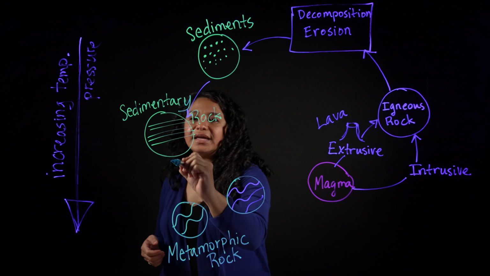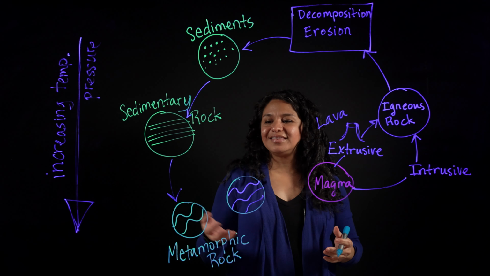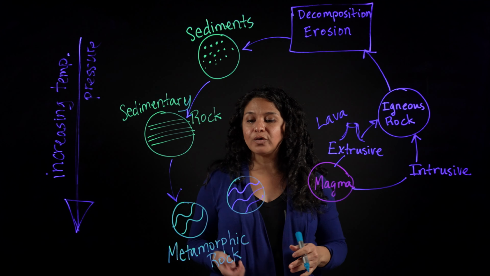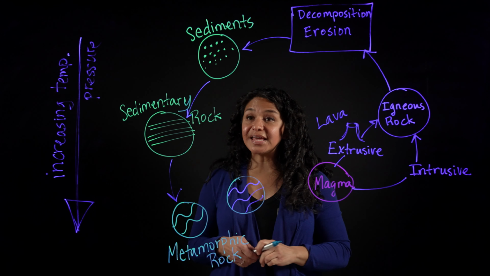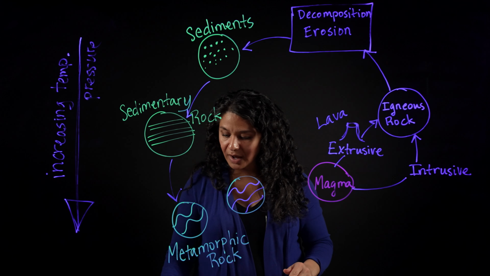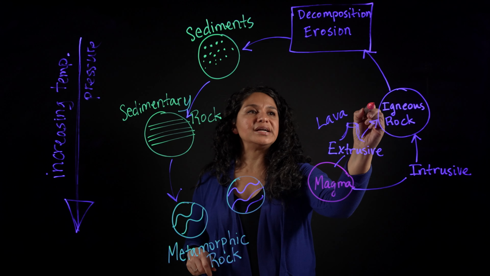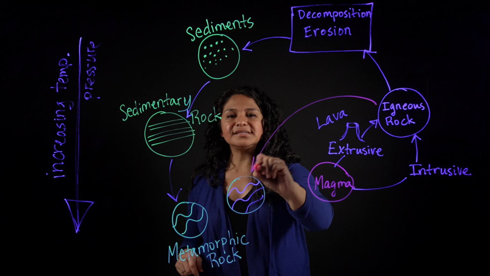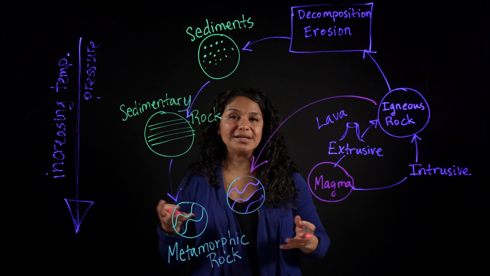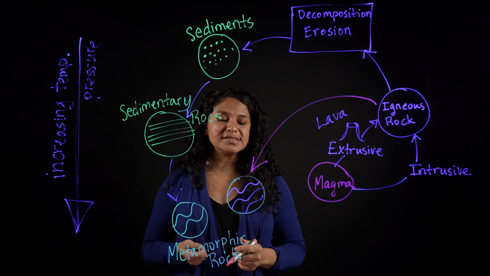And from there, it gets heated and pressed and twisted and stressed. And then it can change its chemical and physical composition, which forms metamorphic rock. Now, sedimentary rock can change into metamorphic rock, but also igneous rock can also experience subsidence and change into metamorphic rock. Metamorphic means just changing into another thing or changing shape. So that's what metamorphic rock is.